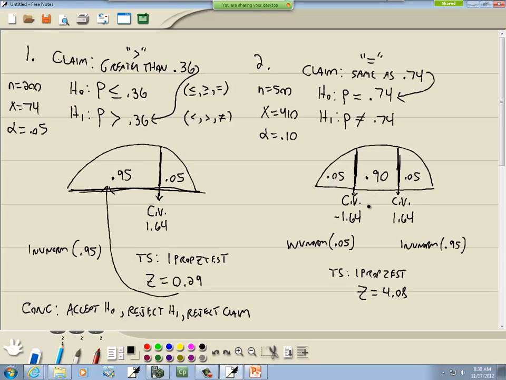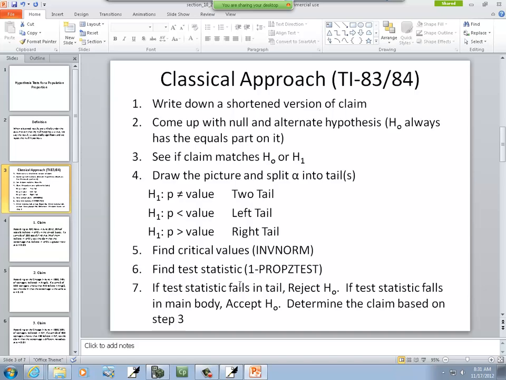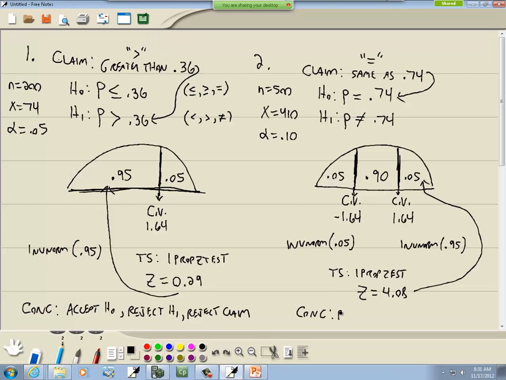This is a number line. Here's negative 1.64. Here's 1.64. 4.08 falls over here. So that's a tail. If test statistic falls in the tail, reject H naught. So we're going to reject H naught. Now if we reject H naught, that means we accept H1. And our claim matches H naught. So whatever we say about H naught is what we say about our claim. So we rejected H naught, so that means we'll reject our claim.